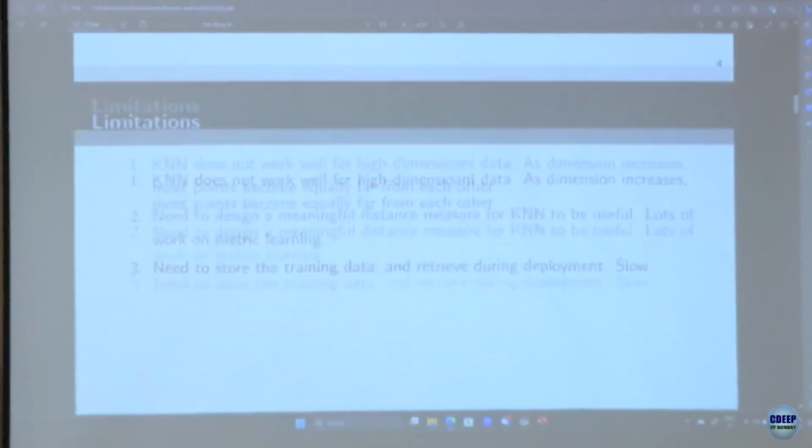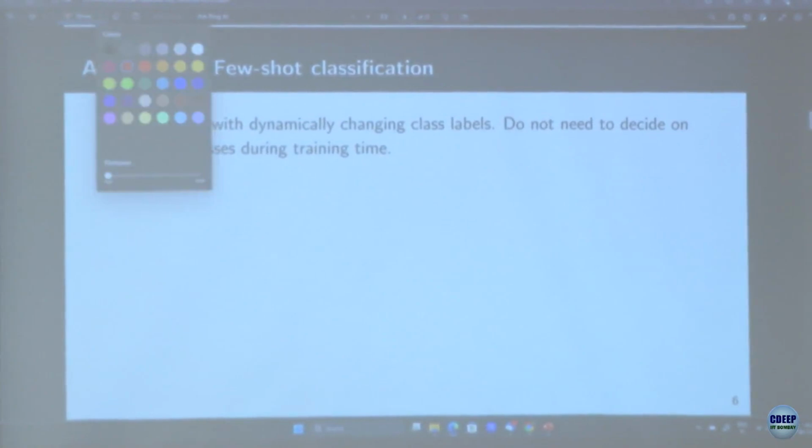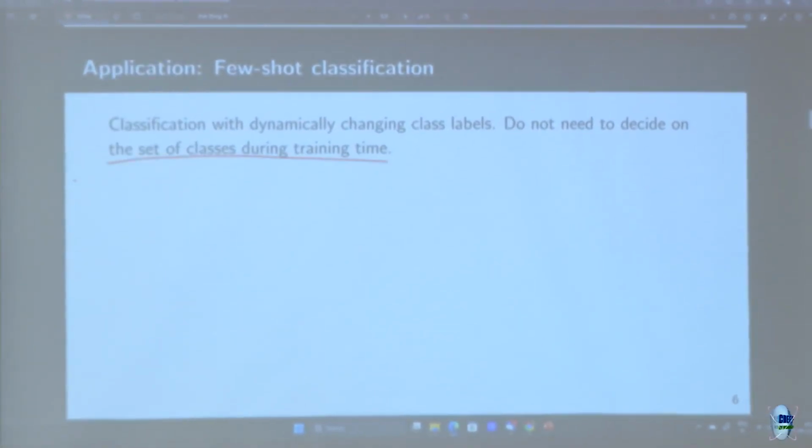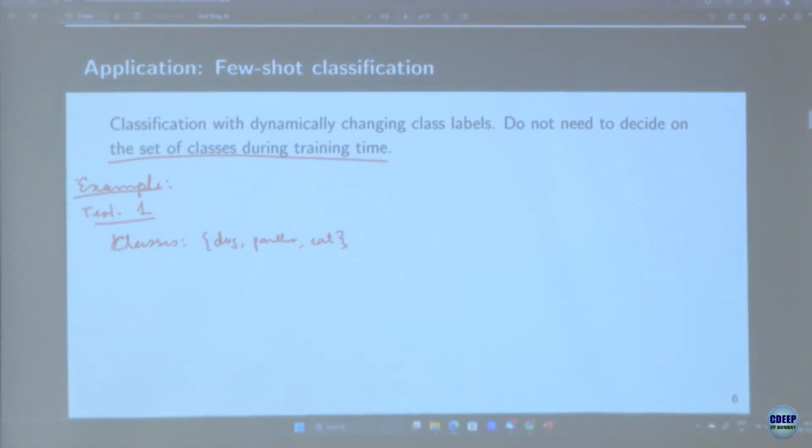Now in this setting, for each of the three classes you will have only a few labeled examples. So few-shot classification is basically classification with dynamically changing class labels. You do not need to decide on the set of classes during training. For example, there might be a test scenario where you want to choose the set of classes as dog, panther and cat. And then in order to use few-shot classification you will provide some examples of each. Say few is equal to two, then you will provide two examples of dog and then two examples of panther.